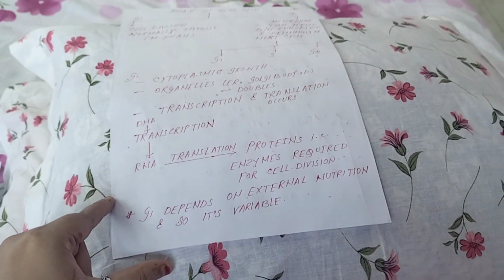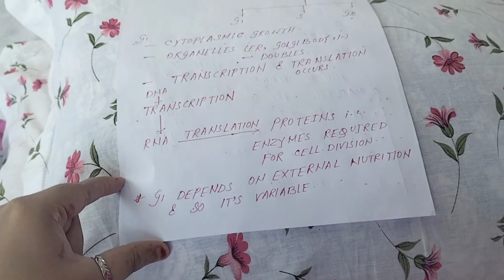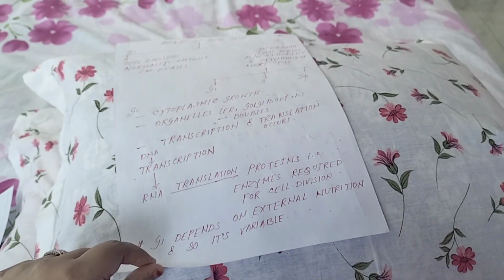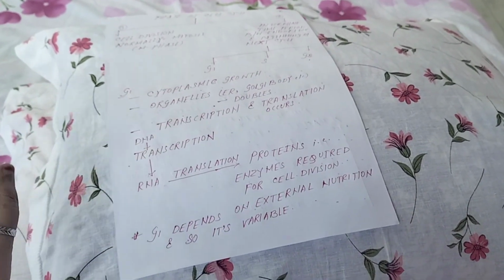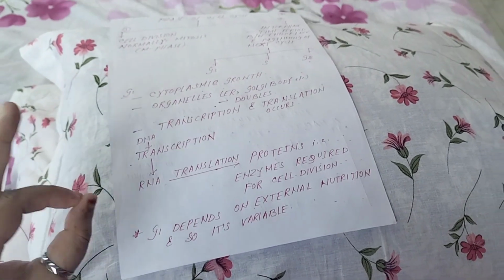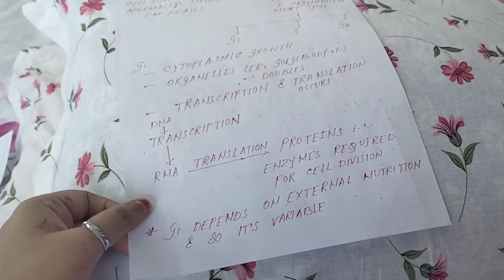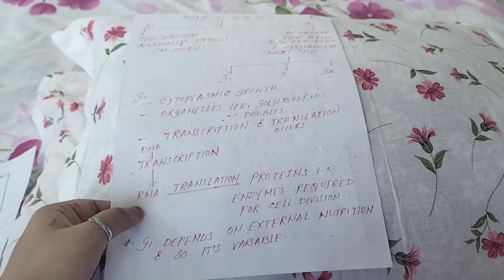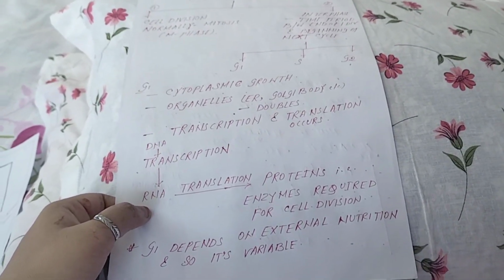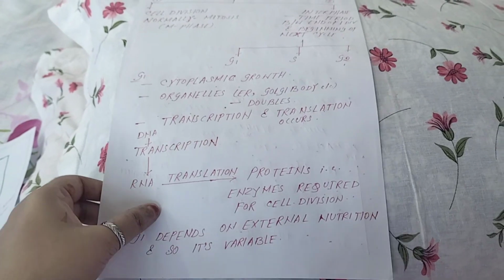So G1 depends on external nutrition, and so it's variable. Sometimes the G1 phase is variable in different organisms. This is because of G1 only, because the G1 phase depends on nutrition. Suppose if you are not taking adequate nutrition, the cell division will not occur properly.